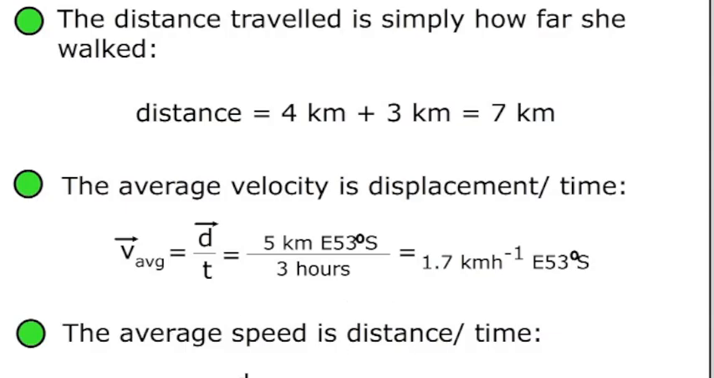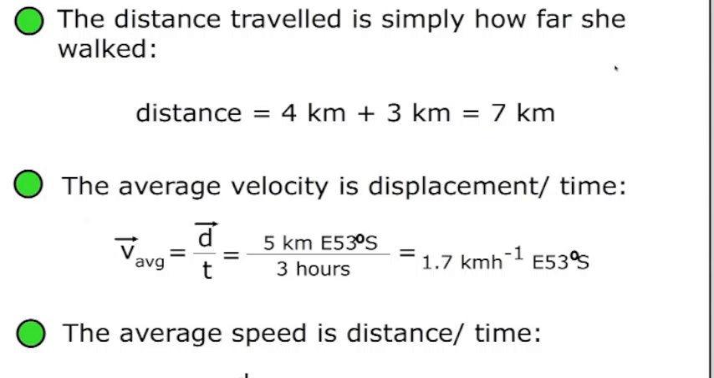The average speed, it's not displacement anymore, it's distance. It's not even the magnitude of the average velocity. That is not the average speed. The average speed is a different animal altogether. So without having a marker to indicate it's a vector, it's the average speed. It's distance over time, 7 over 3 in this case, which is 2.3 kilometers per hour.